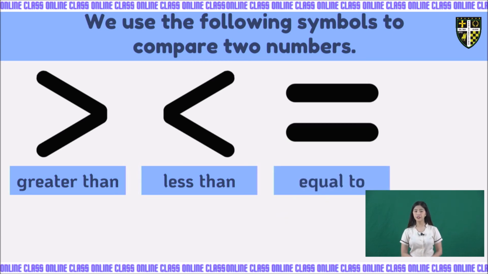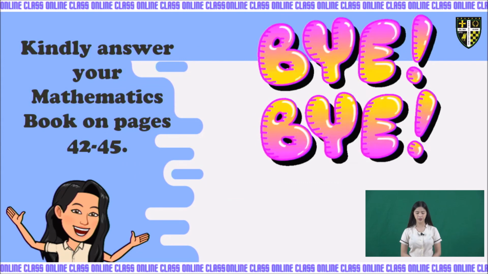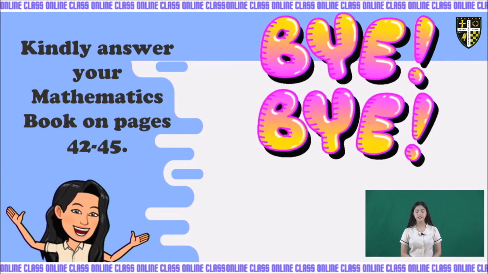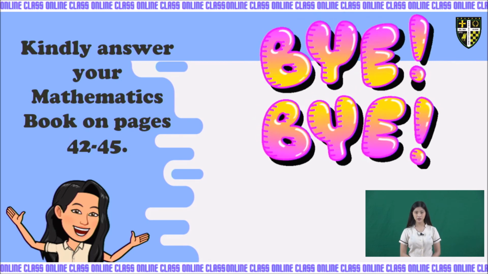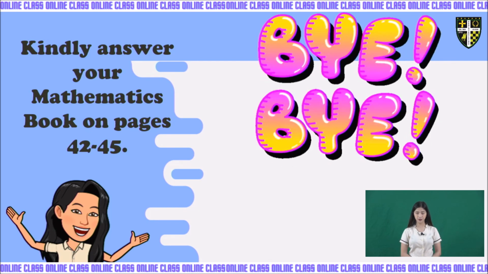So kids, that would be all for our lesson for today, once again, comparing and ordering numbers. So I want you to answer your mathematics books, pages 42 to 45. And if you have any question regarding our lesson, you can message me in my Messenger account, cell phone number, and even in our Google Classroom. So don't forget to answer your book, pages 42 to 45.